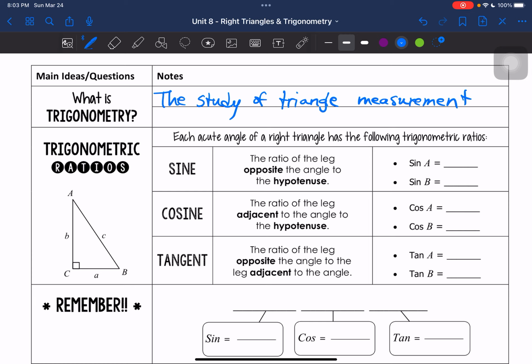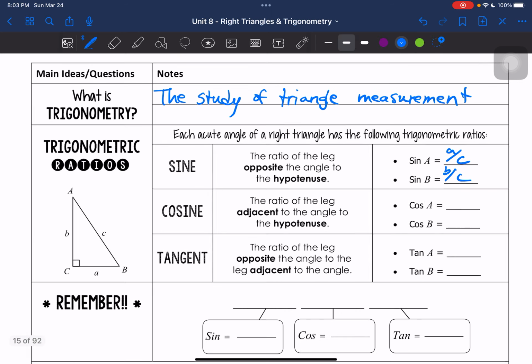Basically, what that means is if we're looking at angle A, to find the sine of angle A, you just have to take the ratio, or in other words, make a fraction out of the leg that's opposite the angle and the hypotenuse, which is the one that's across from the right angle. So that would be A over C. If we're looking at angle B over here, the leg that's opposite it is B. So it's going to be B, and it's still the hypotenuse, so it's B over C.